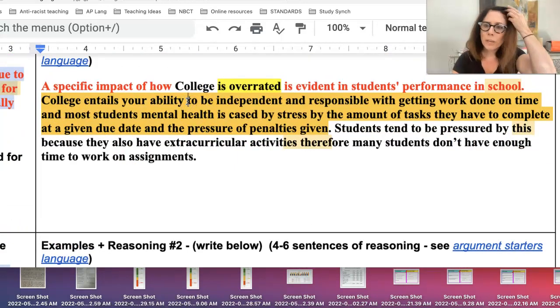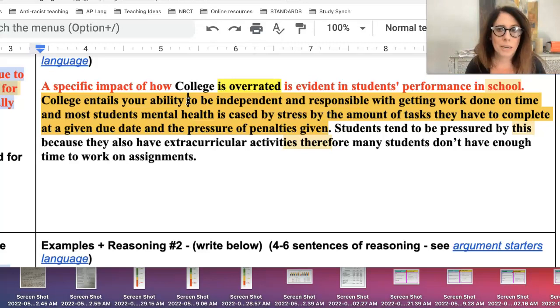One feedback is if you're playing around with new language and vocabulary, just hold off on it and write as you normally would talk and then go back in and add that new vocabulary. So it needs to be made clear. So college helps you to be independent and responsible with getting work done on time. And most students' mental health is caused by stress by the amount of tasks they have to complete at a given due date and pressure of penalties given. It is clear in this writer's head what they want to say.